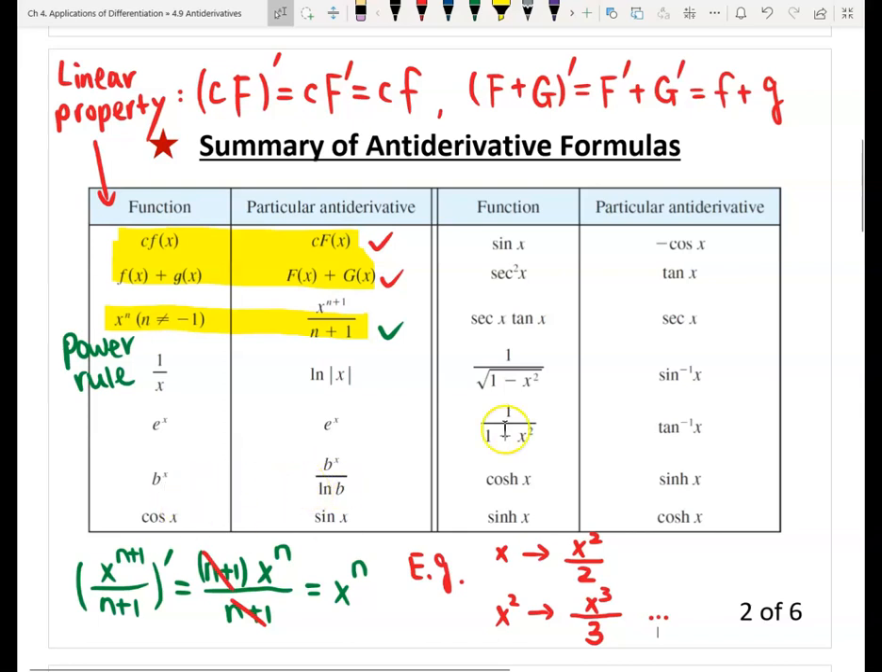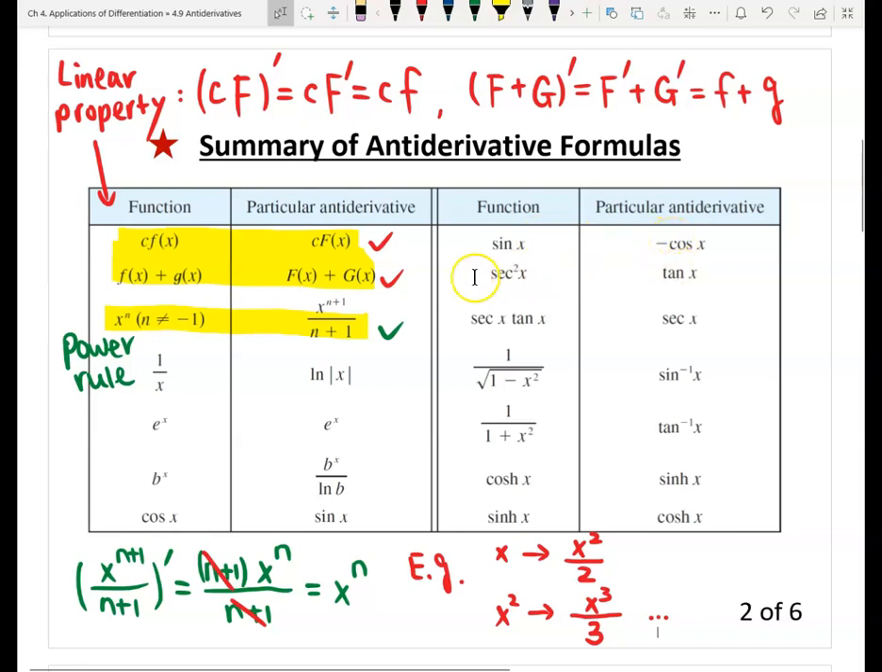And now let's move to trig functions. Because sine takes derivative to cosine, the particular antiderivative of cosine is sine. That makes sense, right? And because cosine's derivative is negative sine, therefore negative cosine's derivative is sine x. Therefore, negative cosine x is one particular antiderivative of sine. Okay, so this is another formula.